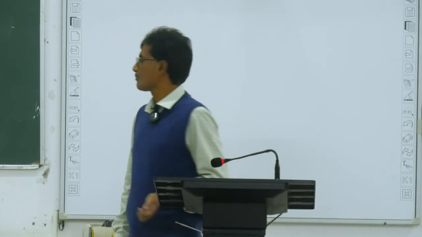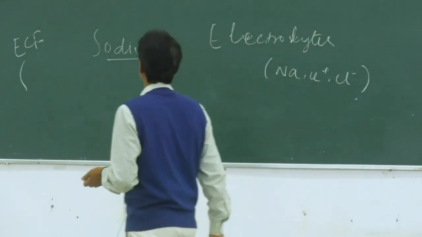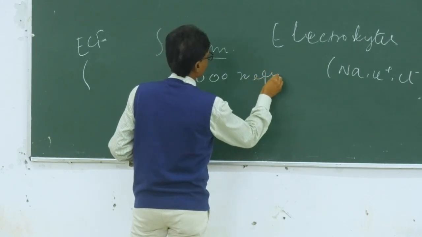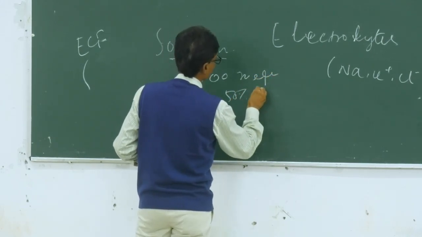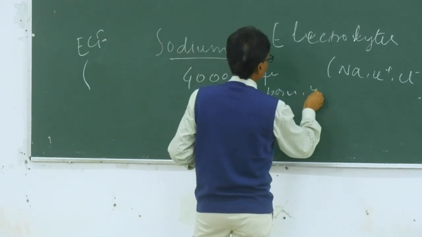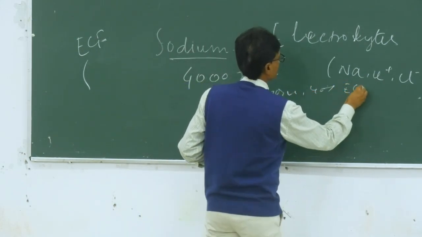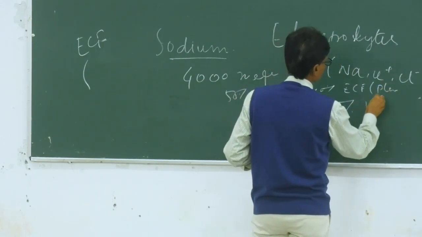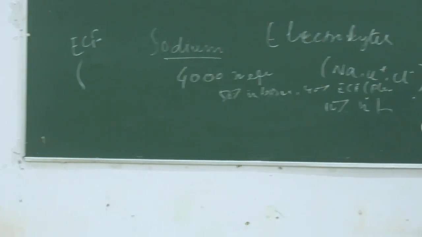Okay, sodium is the most common electrolyte present in our plasma. Total amount is 4,000 milli equivalent, of which 50% is present in bone. Next 40% in ECF or plasma. Next 10% present in tissues. Okay, understood?